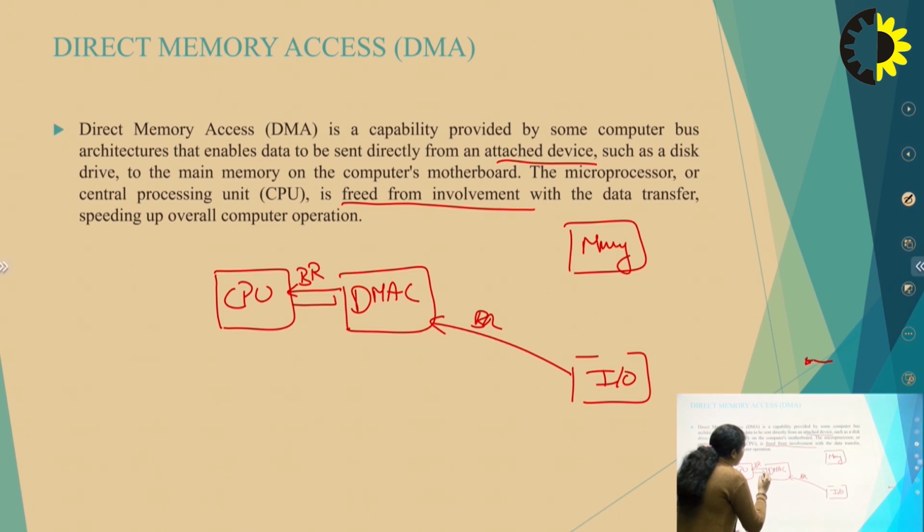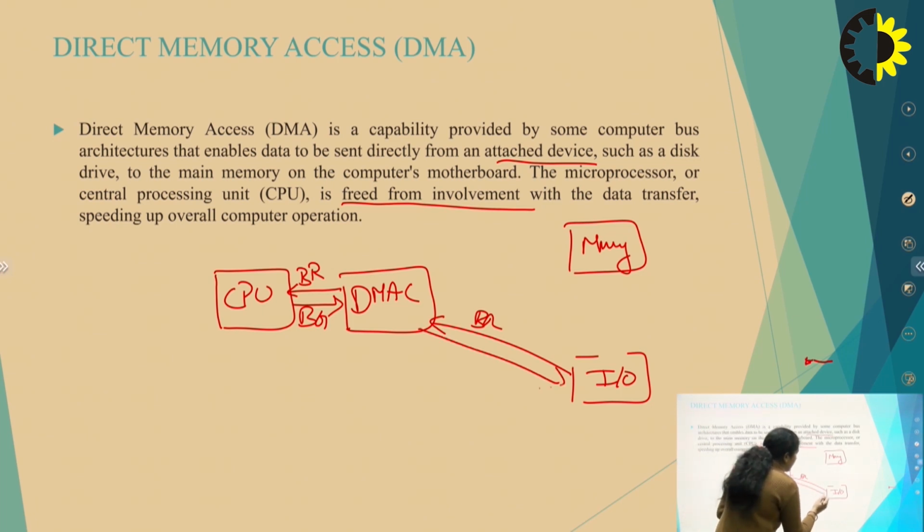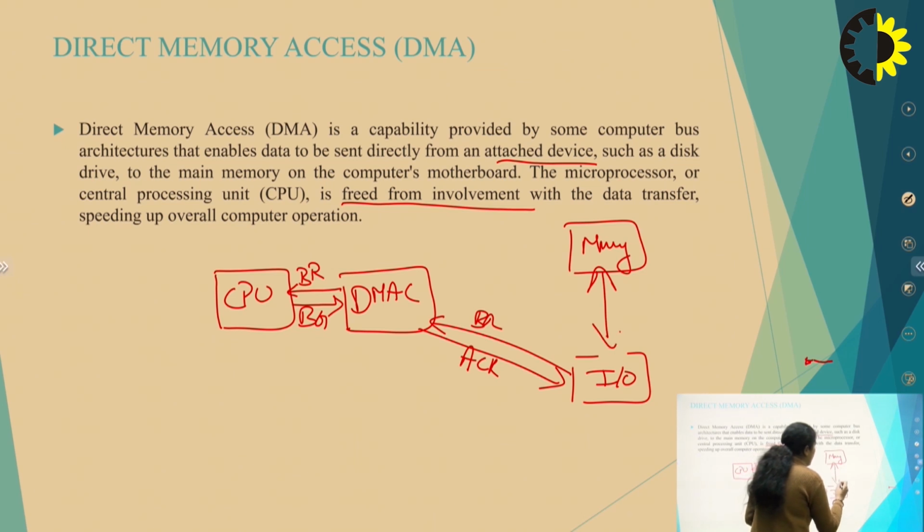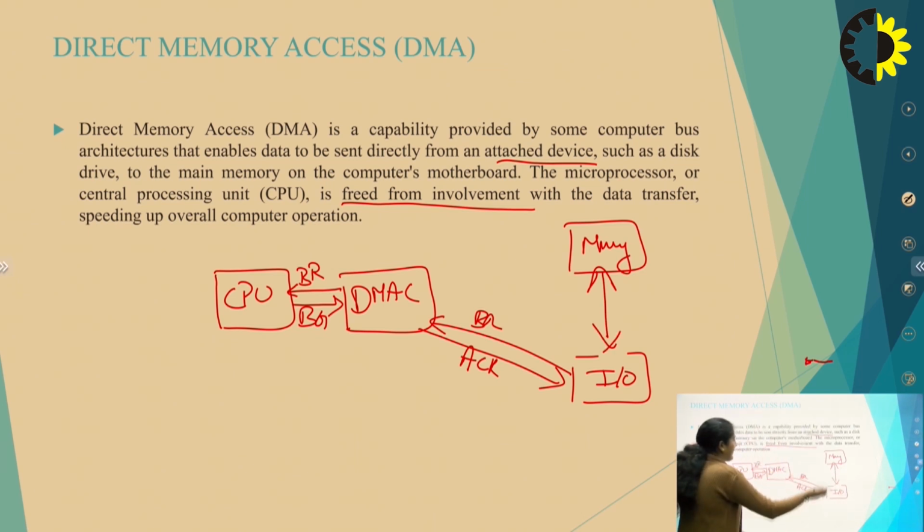And in this, the CPU will grant the bus. The bus means the system bus: the control of all its buses, address bus, control bus and data bus, will be given to the DMAC. Now the DMAC will acknowledge that I have got the buses, now you can directly communicate with the memory. So this is the overall working of the DMA.